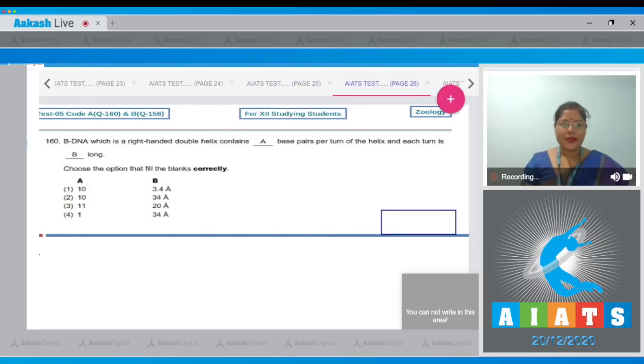Question number 160. B-DNA, which is a right-handed double helix, contains A base pairs per turn of the helix and each turn is B long. Choose the option that fills the blanks correctly. In B-DNA, 10 base pairs are present and length of each turn is 34 angstroms. So correct answer is second option.